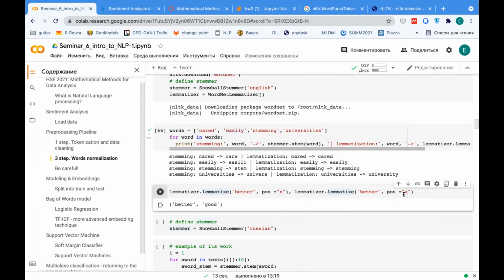But actually, if we say this adjective, if you pass here a, then the lemmatizer will understand that it should transform it somehow and transform it to the word good. So actually, if the lemmatizer understands which part of speech the word is, then it can return different results.